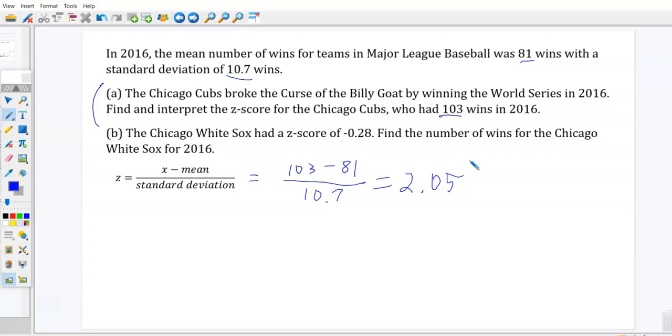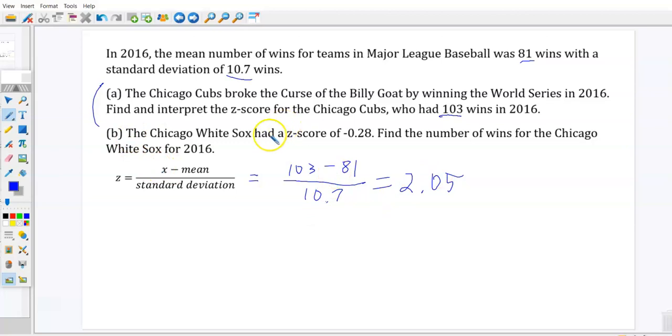So find and interpret. The Chicago Cubs in 2016, their number of wins placed them 2.05 standard deviations above the mean. So they had 2.05 standard deviations more wins than the mean did.